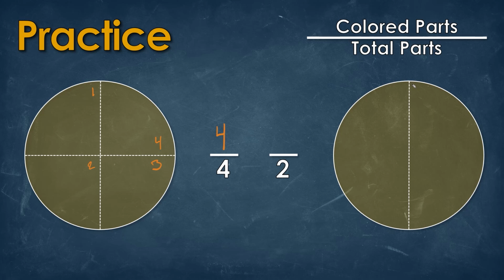If we take a look at the one on the right, we have 1, 2. So we have a total of 2 colored parts. We have 4 out of 4, and we have 2 out of 2. Well, another way to see this is that the whole shape is colored in. So we're looking at the whole object, the whole fraction. Everything in total is shaded in. 4 out of 4 parts are shaded in, and 2 out of 2 parts are shaded in.